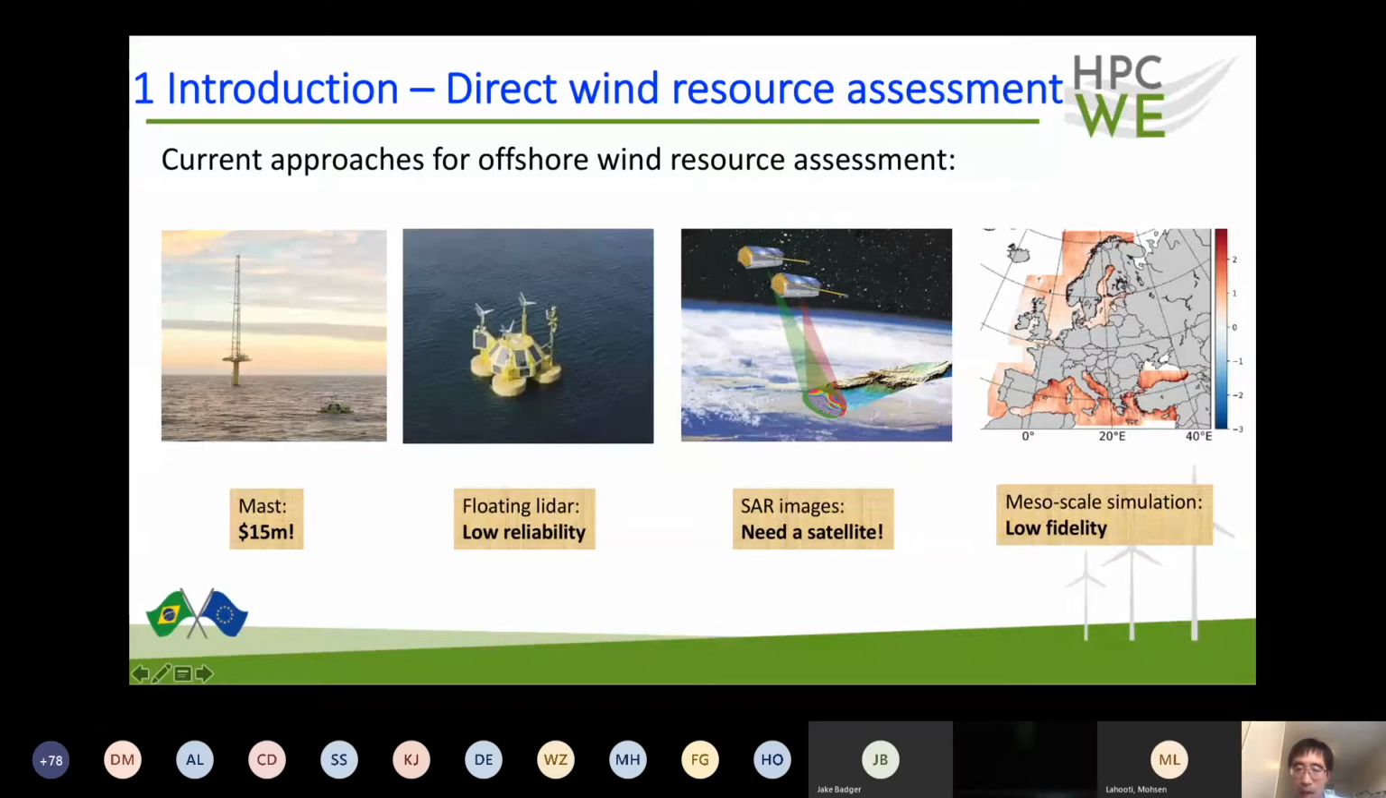The first three are physical measurements. The last one is a mesoscale numerical simulation. Compared with the first three direct physical measurements, the last one is regarded as relatively low fidelity. Well, it's just relative. So here are the four main types of direct wind resource assessment for offshore wind.